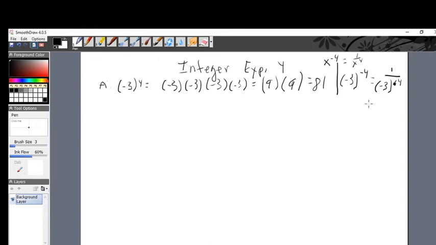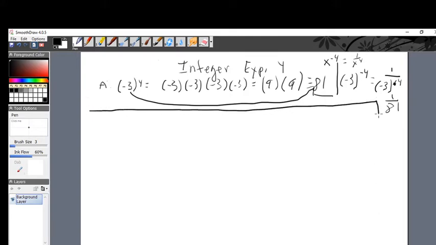What's negative 3 to the fourth power? We learned it already. It's 81. So this turns into 1 over 81. Okay, that's a warm-up for our big problem coming up right now, so that you won't get confused when you see these numbers on the big problem.